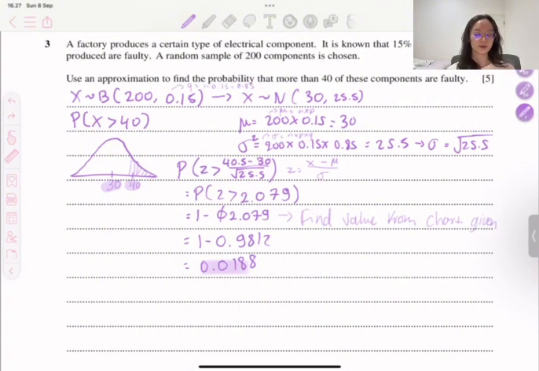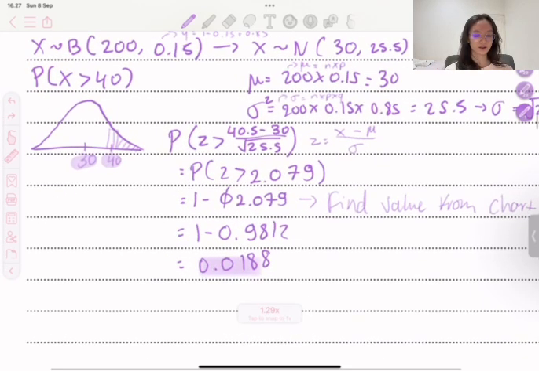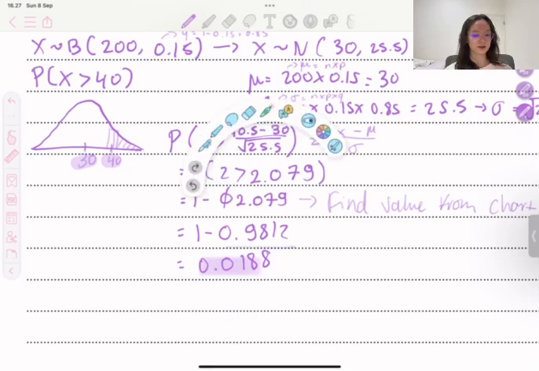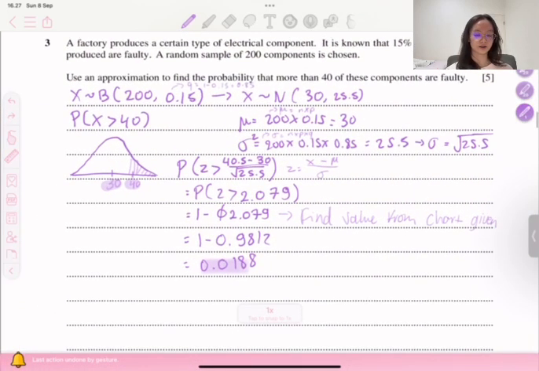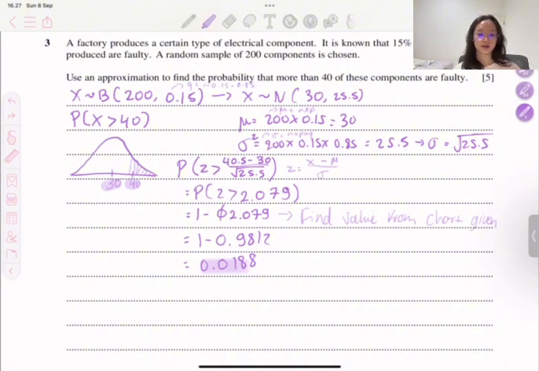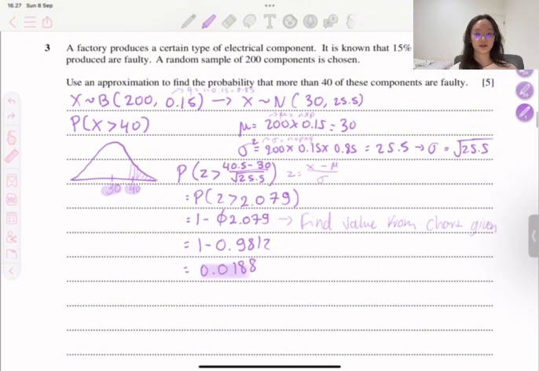So you can find that by subtracting 1 with the probability that z is less than 2.079. Then we can find the value from the chart given. So we will find that it is 0.9812. So if you input in the calculator 1 minus 0.9812, we will find that the final answer will be 0.0188. This is in 3 significant figures.